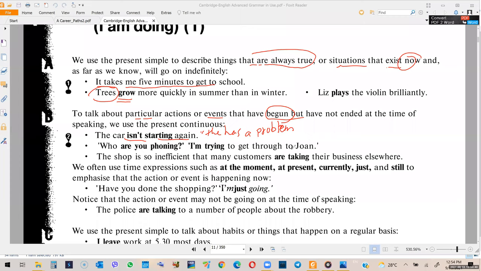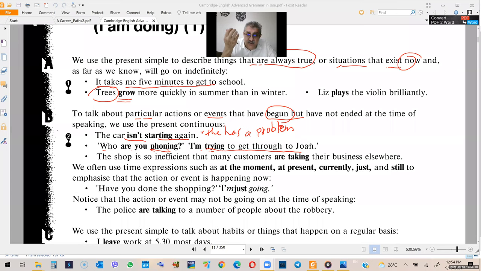Notice the language here. Not I'm trying to call John. I'm trying to, no, to go through. If you translate it into Arabic, go through, no. So you have to take the language as it is. Well, I'm trying to go, yes, I'm trying to get through to John. Get through. So this is the language. Okay, yes, this is the way we do it.